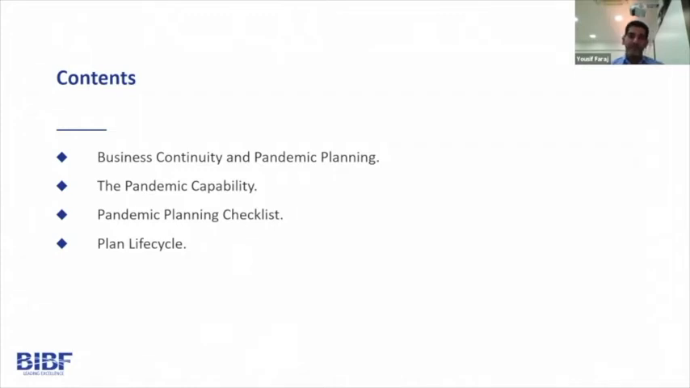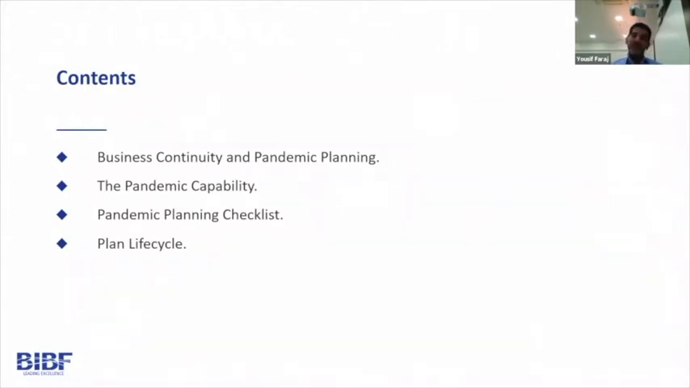Then, for the organization, we need to build the capability. The capability of pandemic is not similar to business continuity. As I said, in business continuity, if the core application is not functioning, we can switch very easily to another server or another system. But the pandemic capability requires looking at the environment holistically so that we include the right functionalities to ensure that the business will continue.